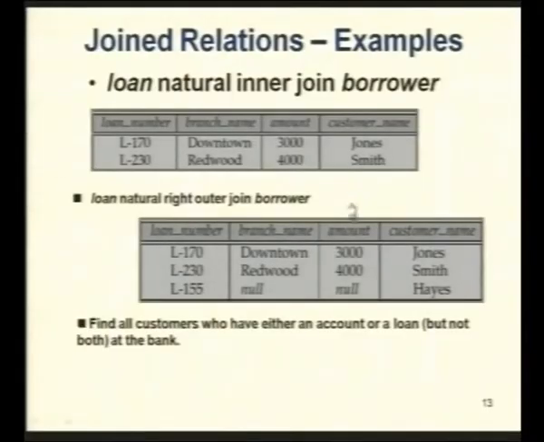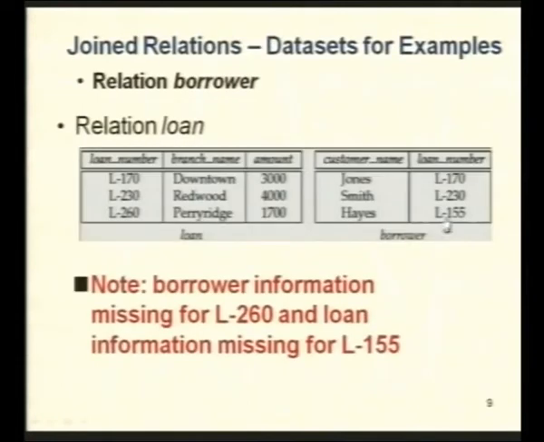This is the inner join, and this is the right outer join for the same relation we saw last time. Here you would have the row for L155, which does not have a corresponding matching tuple here. So this will come, but correspondingly this will not be available. That is what is shown here.